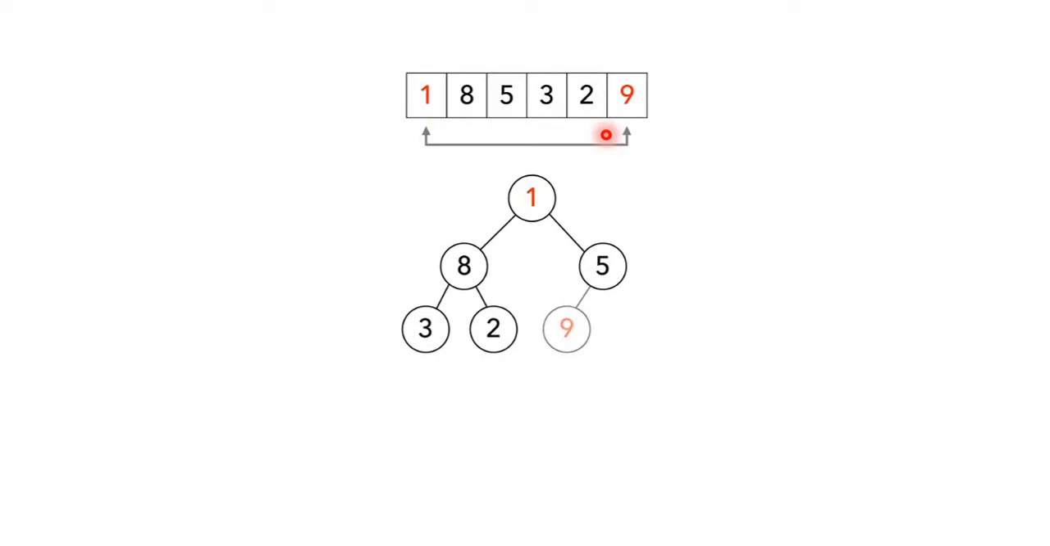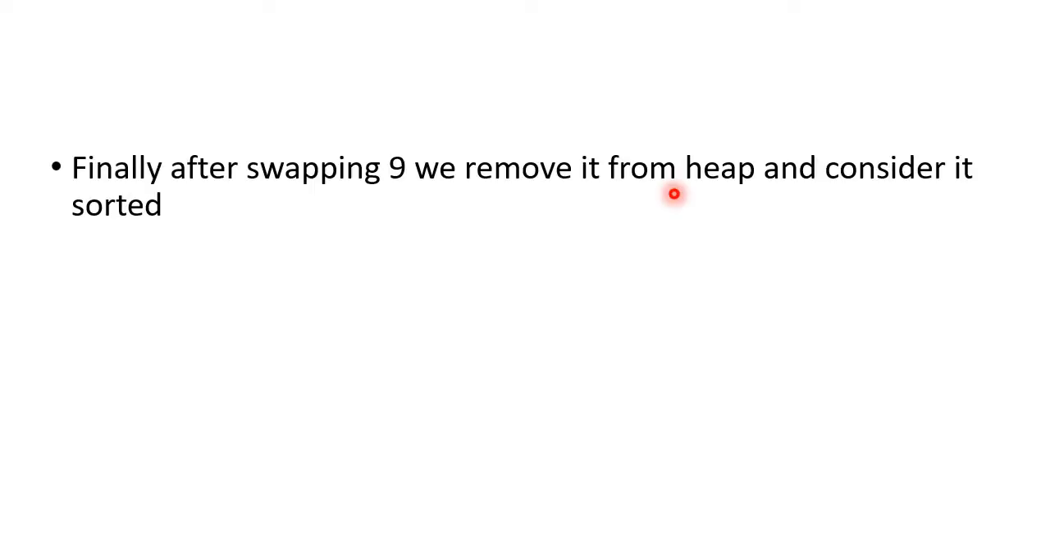So now you can see that 1 is being placed as the parent node, 9 is being replaced. So finally, after swapping 9, we remove it from the heap and consider it sorted.